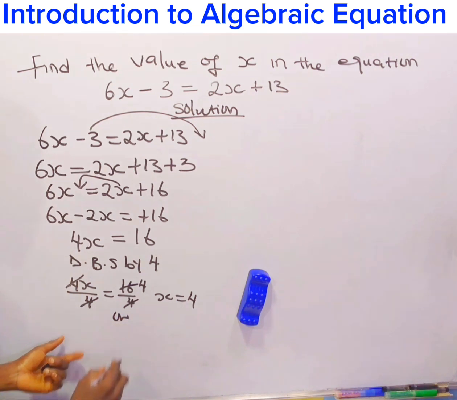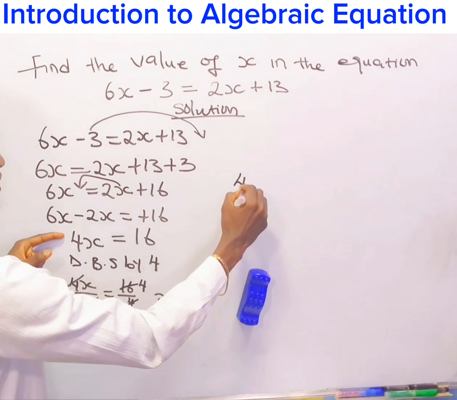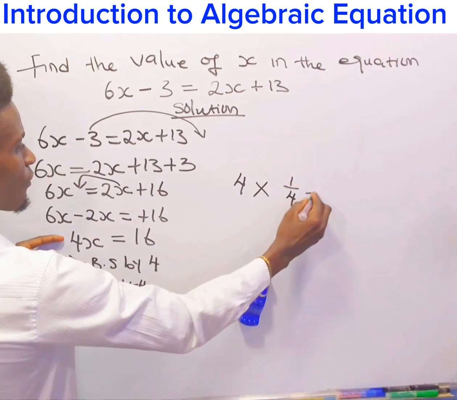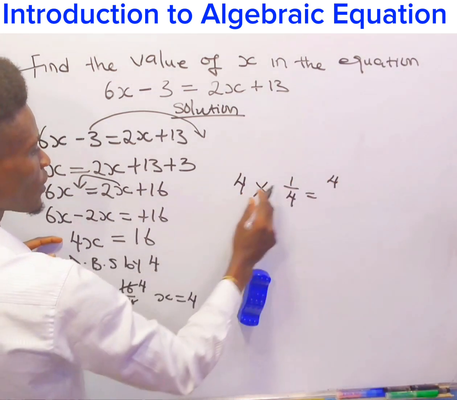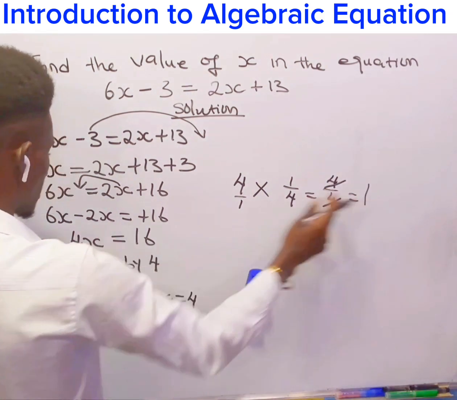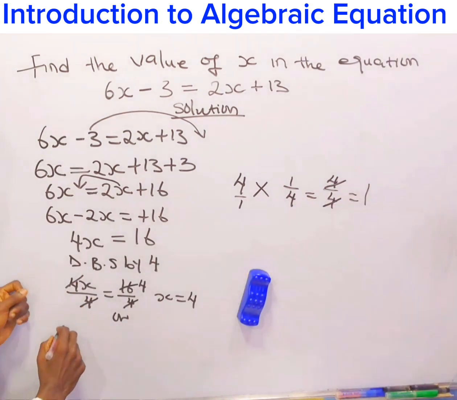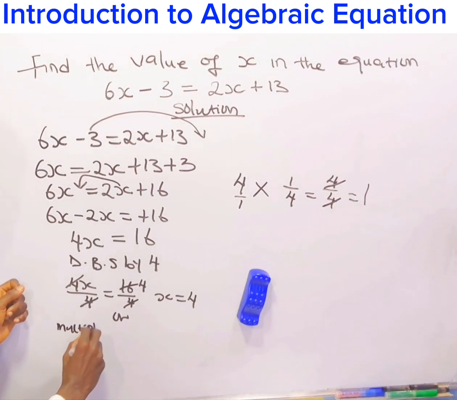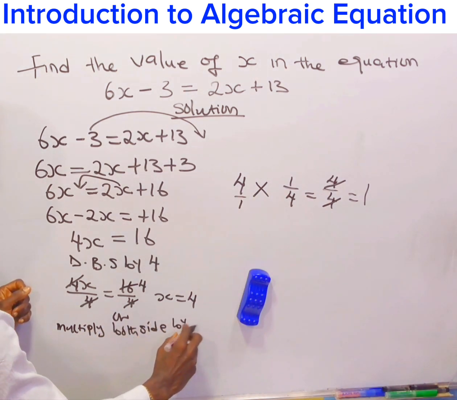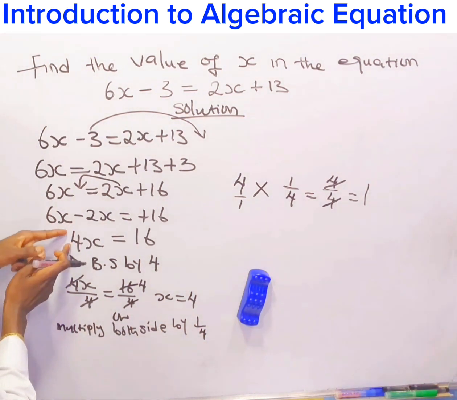Or using the multiplicative inverse. What is the multiplicative inverse of 4? The multiplicative inverse of 4 is what do we multiply 4 by to get 1? It's 4 times 1 over 4. So 4 times 1 will be 4 over 1. 1 times 4 will be 4. 4 divided by 4 will give us 1. That will now make the coefficient of x 1. Therefore, we can say multiply both sides by 1 over 4, which is the multiplicative inverse of 4.